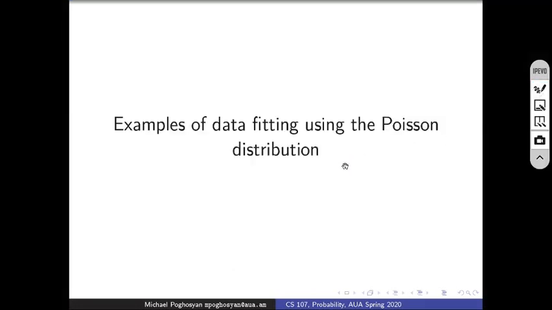Okay. So in the next video, I will give some examples of data fitting using the Poisson distribution. I will use R to show that. I will use some real data for that.